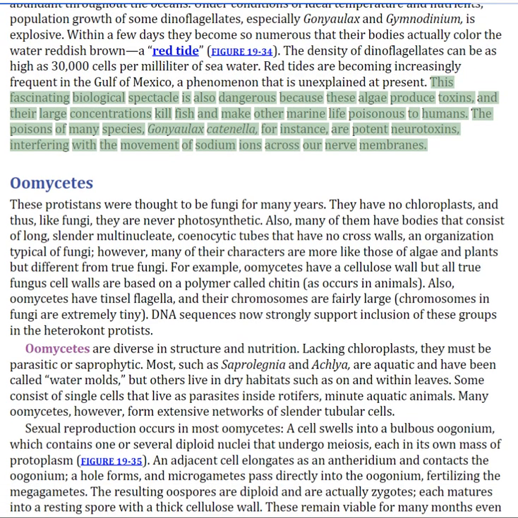This fascinating biological spectacle is also dangerous because these algae produce toxins, and their large concentrations kill fish and make other marine life poisonous to humans. The poisons of many species, Goniolax catenella, for instance, are potent neurotoxins, interfering with the movement of sodium ions across our nerve membranes.